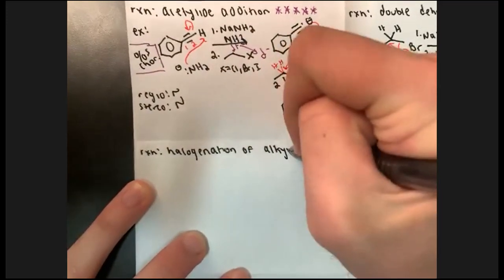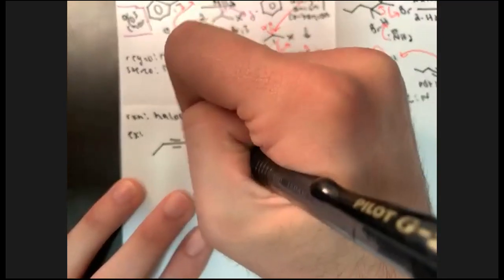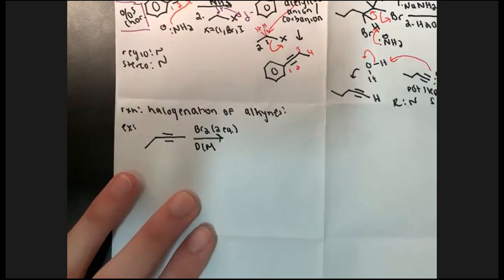Halogenation, okay, of alkynes. Okay, so this is, we've kind of seen this before, halogenation of alkynes. Okay, so let's do an example of that. So let's just take this example, and we're going to subject it to Br2, and we're going to show 2 equivalents this time, and let's just pick another inert solvent. So remember, this is DCM, dichloromethane, because why not? Okay, so essentially this is another concerted mechanism.